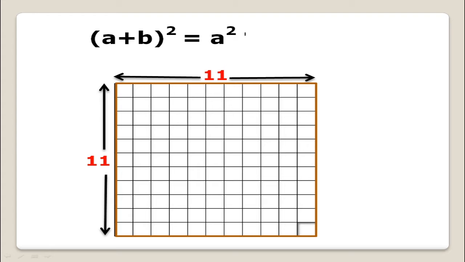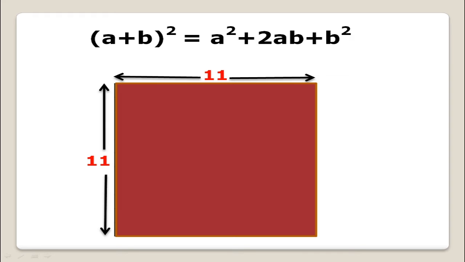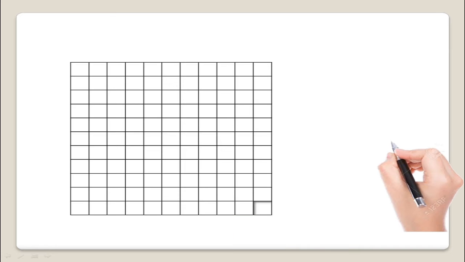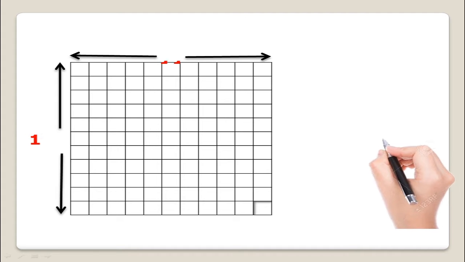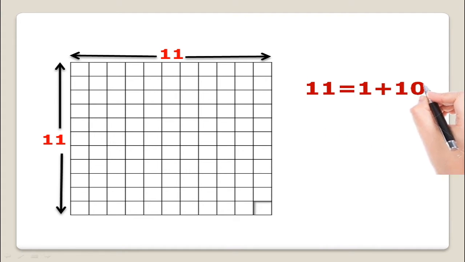And consider a square. Now, how could we write 11? Here are the possibilities in which we can write 11. In order to find its expansion, we see the possibilities we have with 11. That is 11 equals 1 plus 10 or 10 plus 1, where we consider a as 1, b as 10.